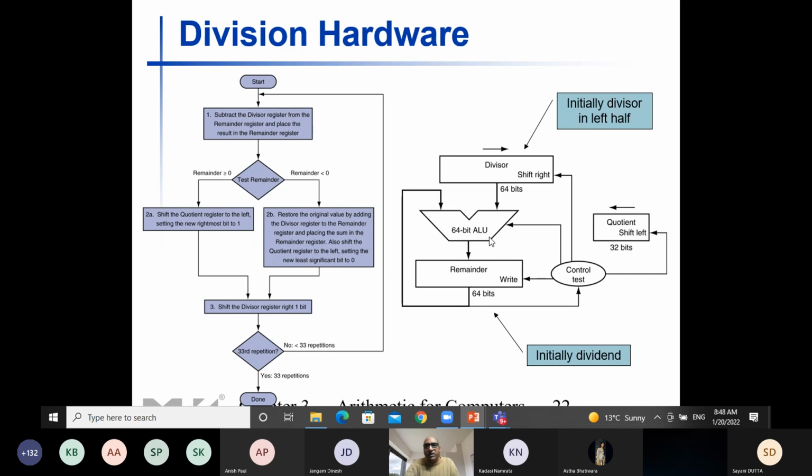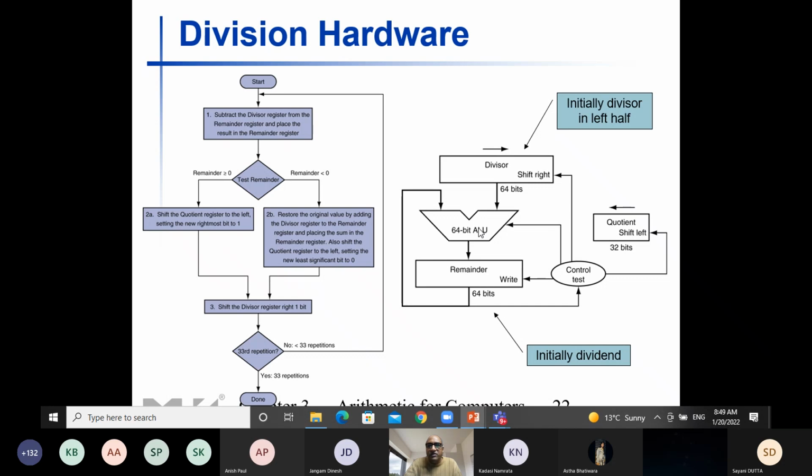And this flow chart, or the sequence of the steps in this flow chart, is realized using this particular circuitry. So here what we are doing is, as I mentioned, initially the dividend will be placed in the remainder, right? And then here we have a divisor. The divisor will be placed in the most significant position, or you can say the leftmost position. Then you perform a subtraction.